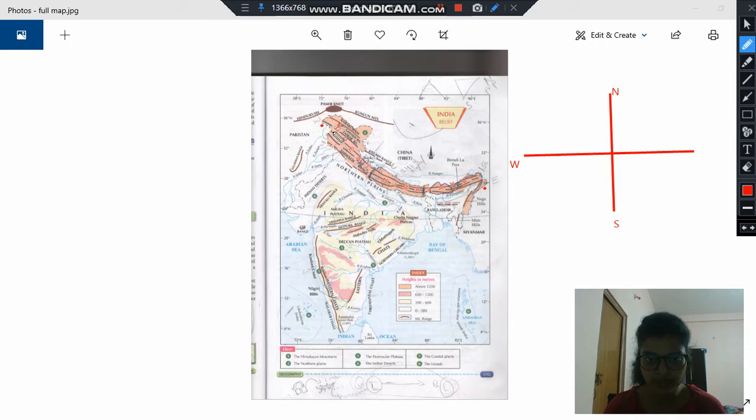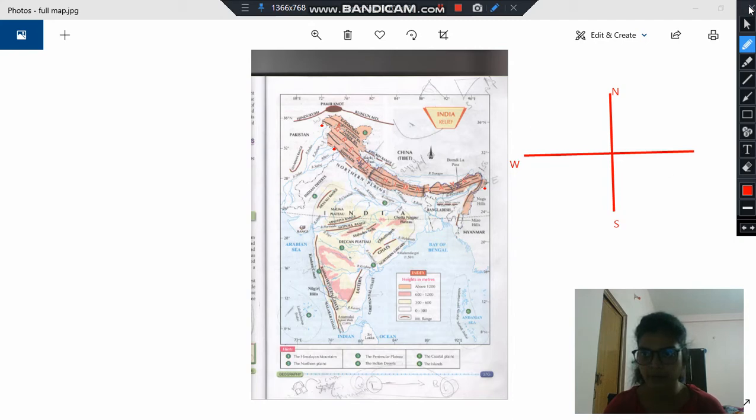The first one here is Himadri. The second line is Himachal, and the third line you see here is Shivalik. So Himachal lies between Shivalik and Himadri, and the line between both Shivalik and Himadri is Himachal. This is what Himalaya is.